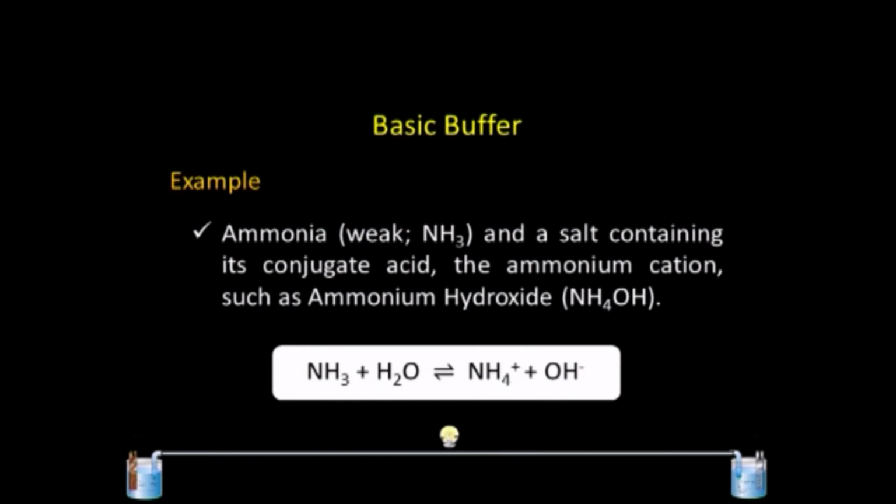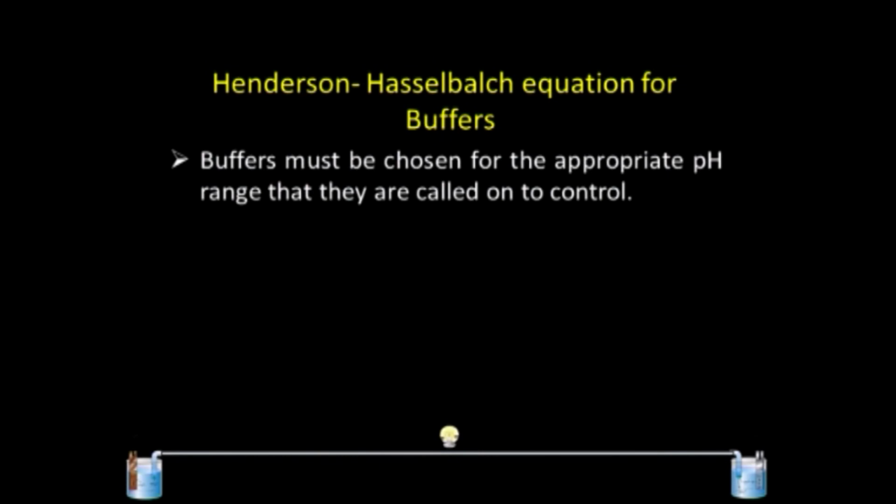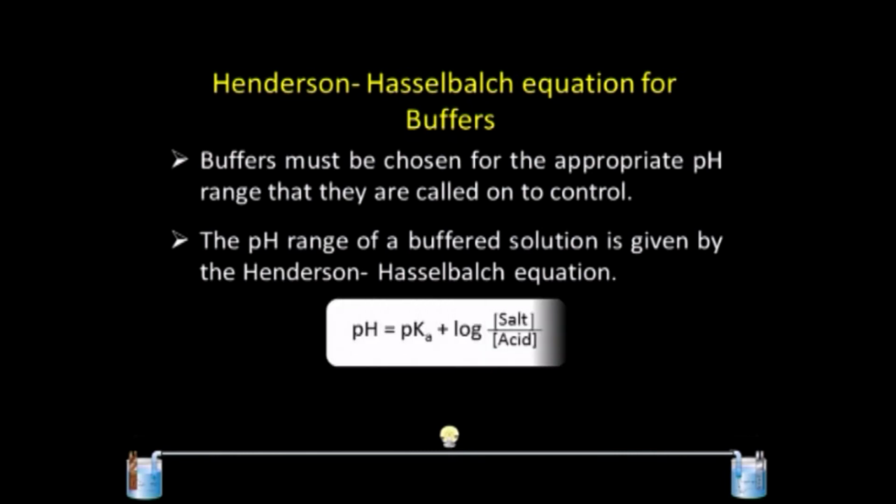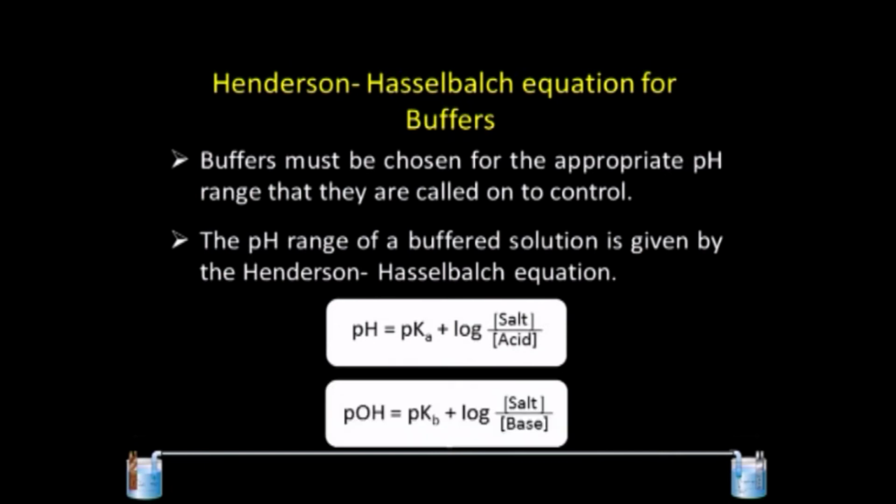Henderson-Hasselbalch equation for buffers. These buffers must be chosen for the appropriate pH range that they are called on to control. The pH range of a buffered solution is given by the Henderson-Hasselbalch equation, which is pH is equal to pKa plus log salt concentration divided by acid concentration. pOH is equal to pKb plus log salt by base.